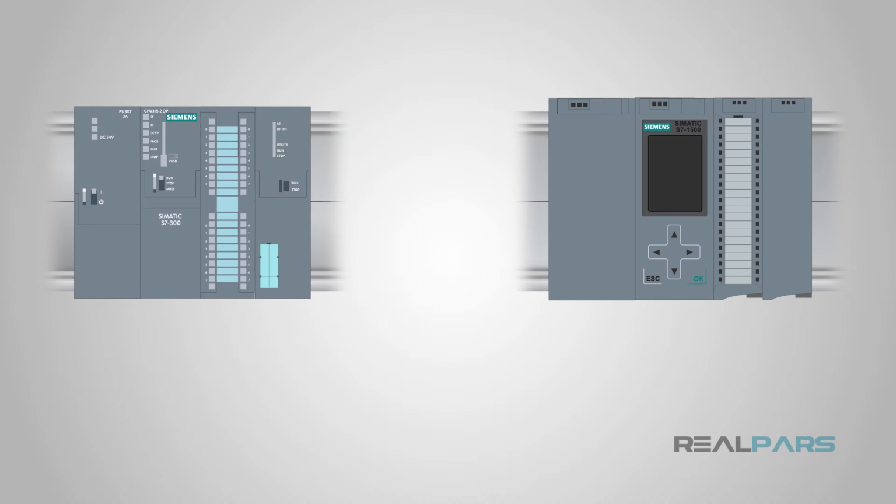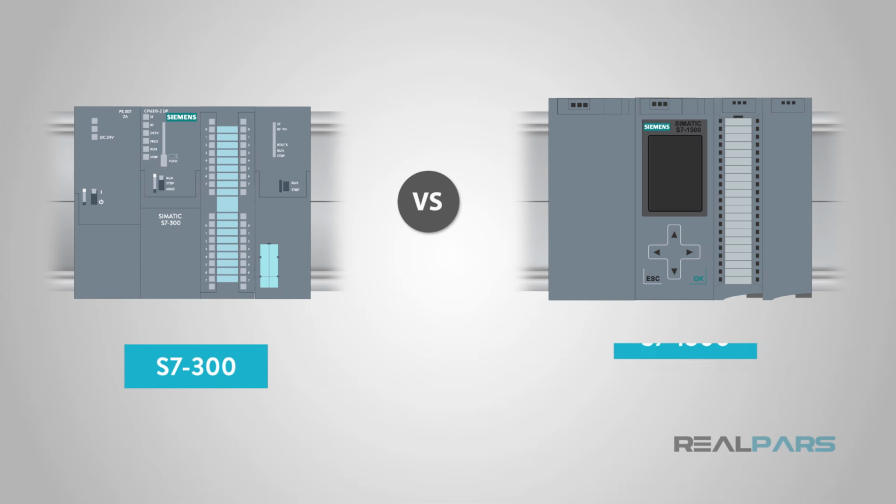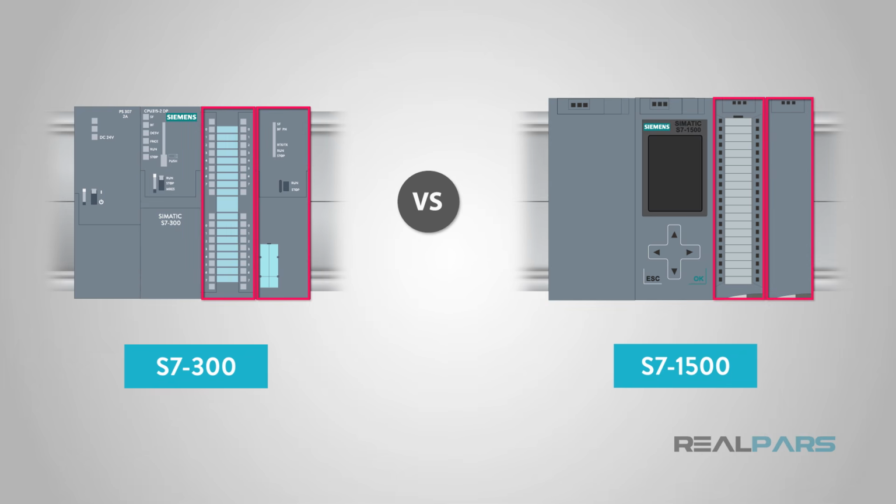Today, you will be learning about the differences between the Siemens S7-300 and S7-1500 Advanced Series PLCs. For both systems, a wide range of modules can be used according to the task at hand, and a cost-effective stock of spare parts are readily available.